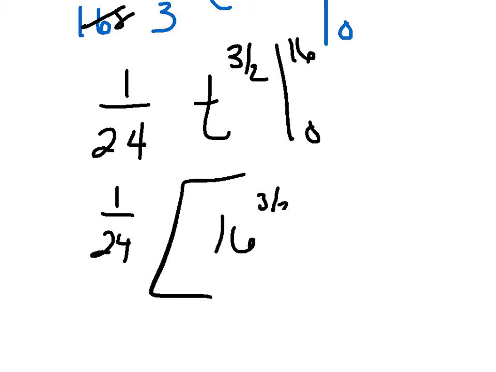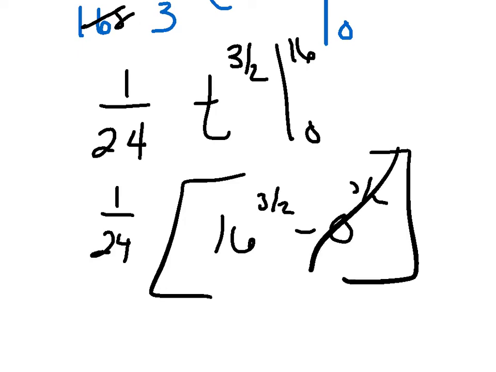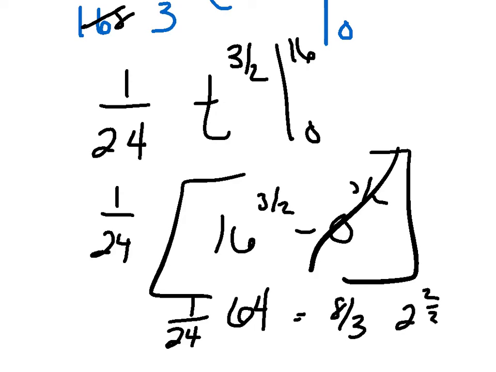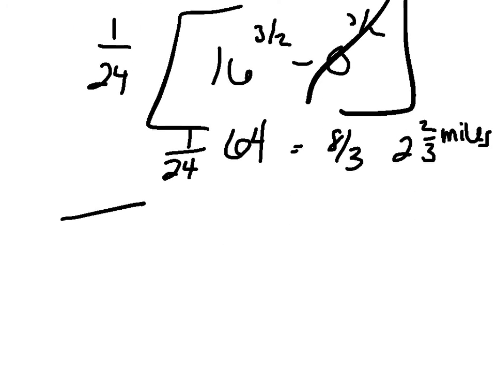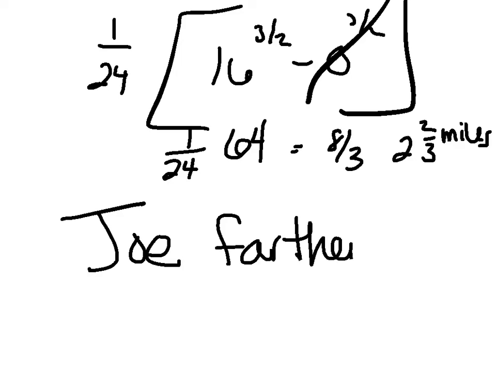16 to the 3/2 minus 0 to the 3/2, that's nothing. The square root of 16 is 4, 4 cubed, 64. Times my 1/24, looks like a total of 8/3 or 2 2/3 miles. So just be sure you actually answer the question. I would say Joseph traveled farther than Jenny.